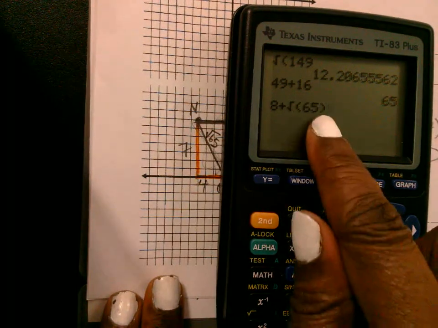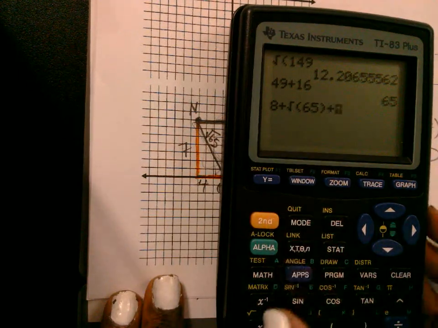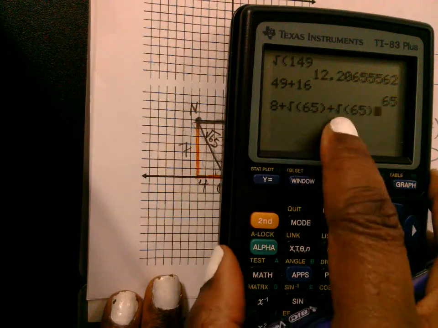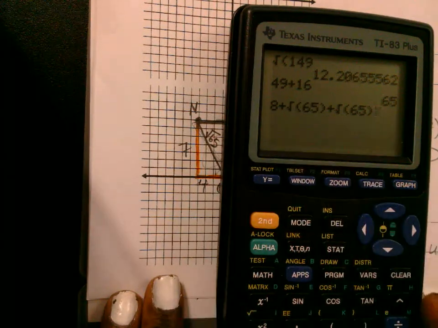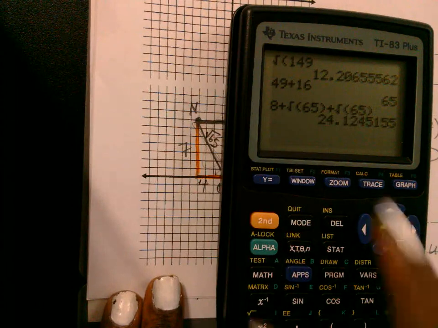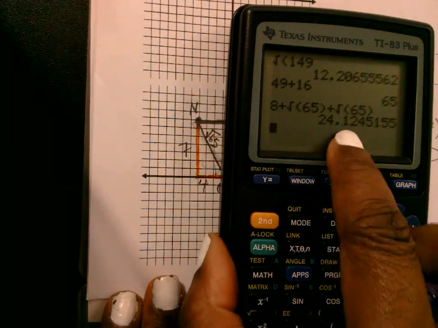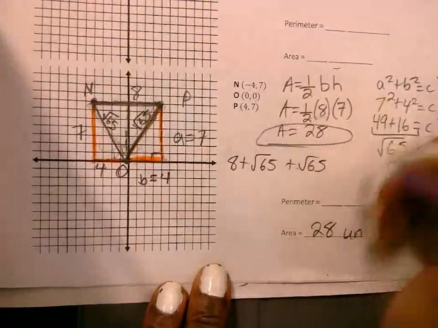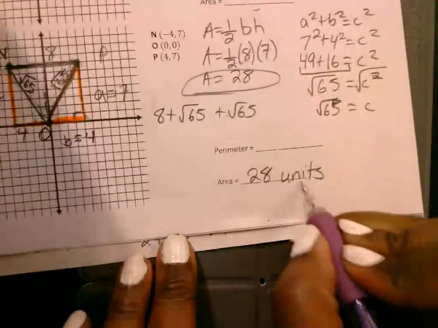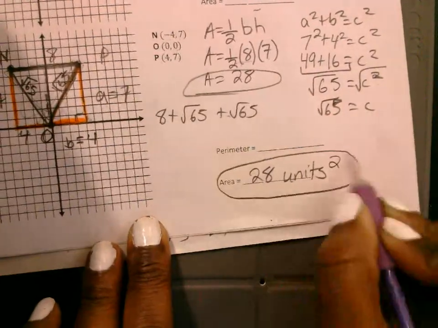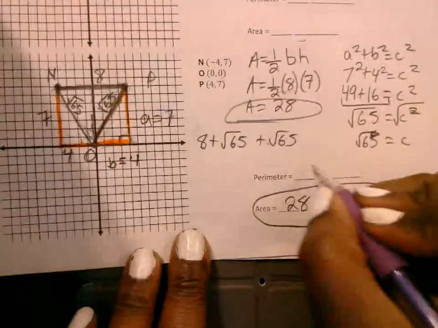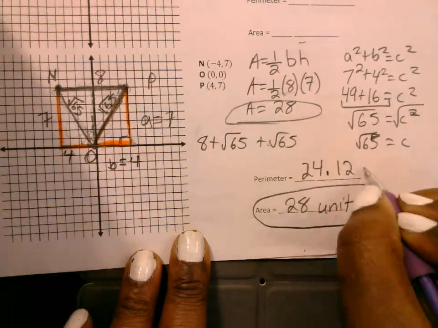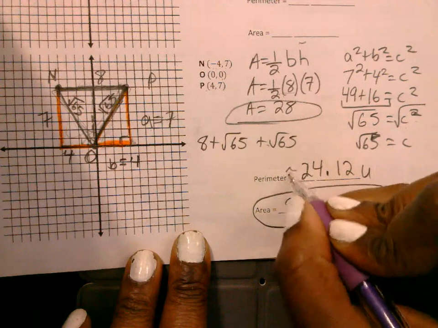I'm going to close this parentheses. Plus the square root of 65. I'm going to close the parentheses up, and then I'm going to press enter. And this is going to give me about 25.12 or 25. Oh, and I forgot to put units squared here, y'all. Squared. And this is going to be 24.12 units, or about, squiggly, about.